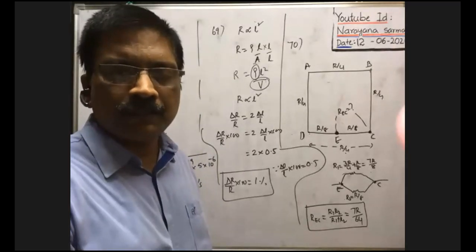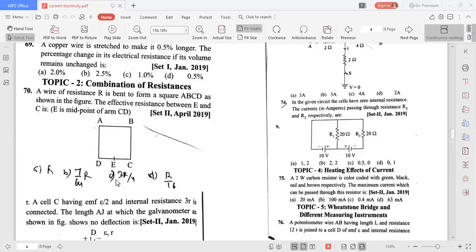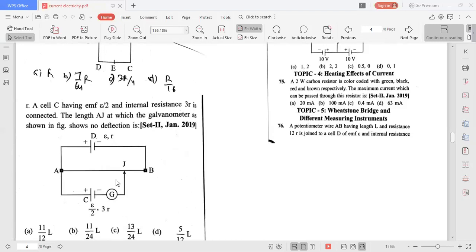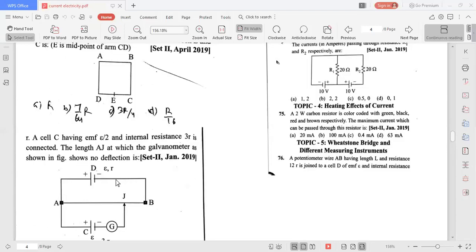Next. You see, in the next problem, a cell C. Above that line, one more line is there. You see 76 here. Here only the problem is there. Actually, below these two lines, this problem will be there. Okay. So, a potentiometer wire AB. So you read that problem, 76.